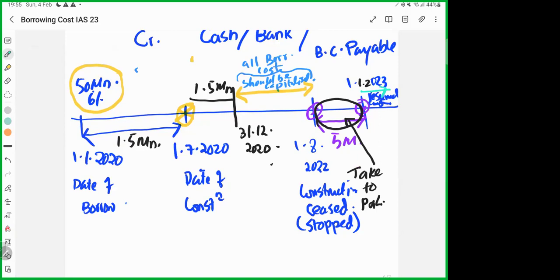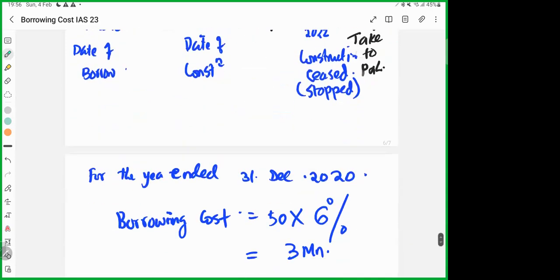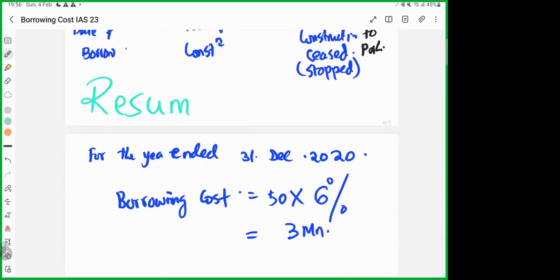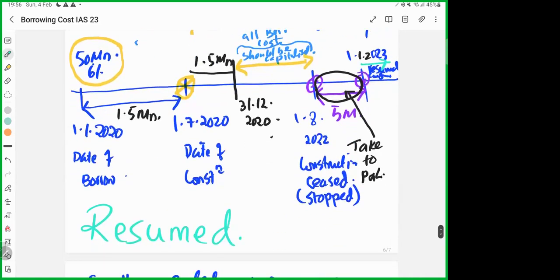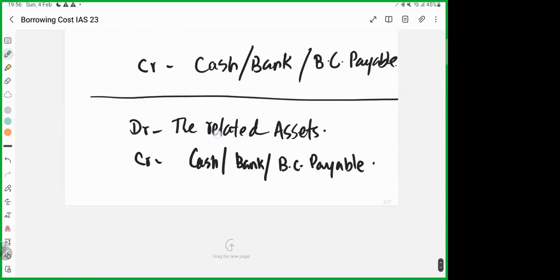What is the situation again on this period? See, on 1 January 2023, they resumed the construction. Resumed. Okay. So the same, I mean, it will be capitalized. Very good. It will be capitalized. Is this diagram very clear? Yeah, clear. Very clear, right? Fine. Now let's move on to another different point of view.